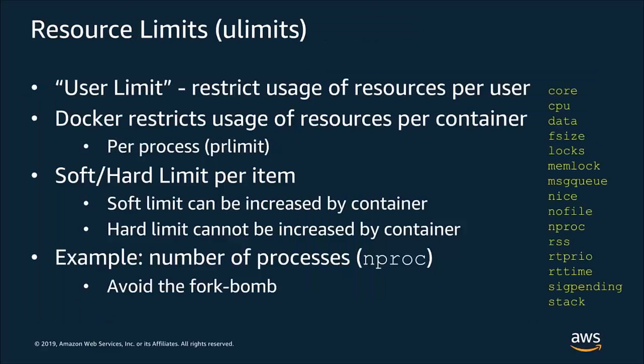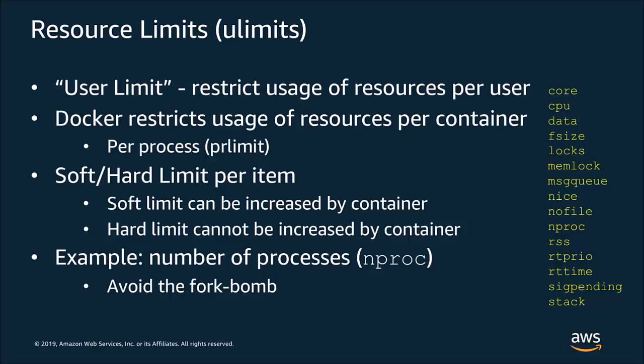The next feature is what we call resource limits, or ulimits. These are operating system level features that are guideposts for how much resource you can use inside of a particular operating system. From the number of cores that are able to be used, from the number of file locks that can be taken, to the blocks of memory that can be used, to the number of processes that can be run. Docker takes further use of this by restricting the use of resources per container in what we call a per process limit, or PR limit.